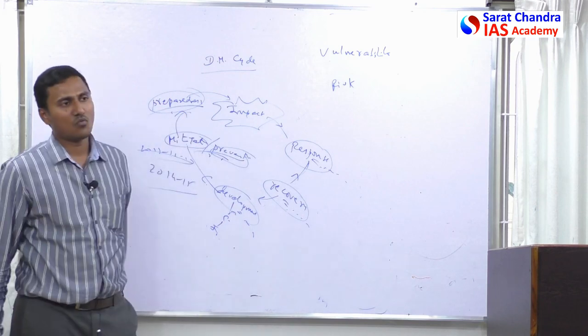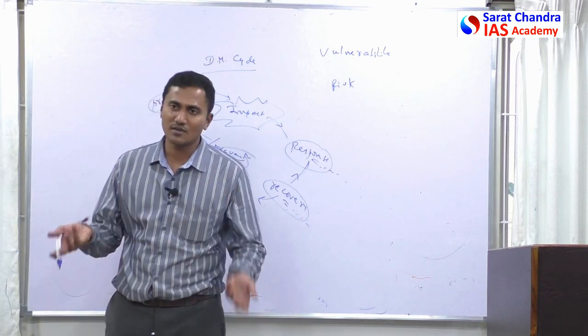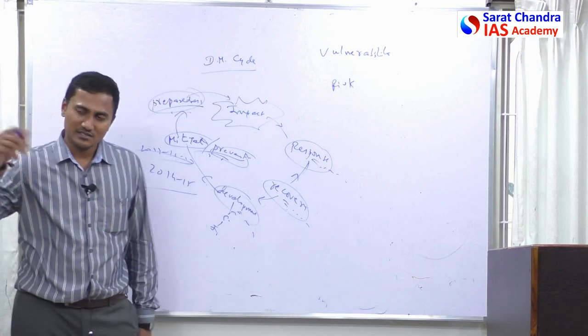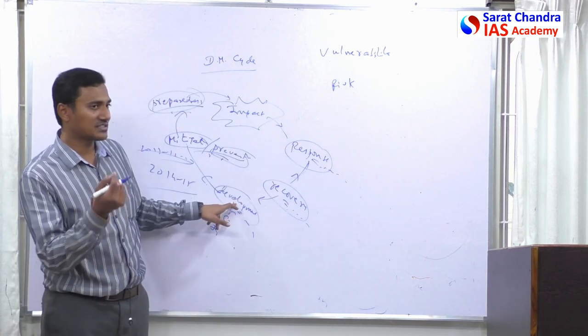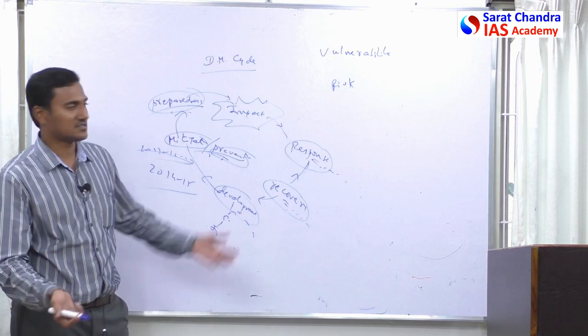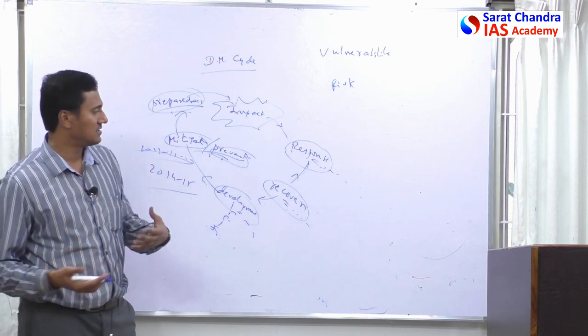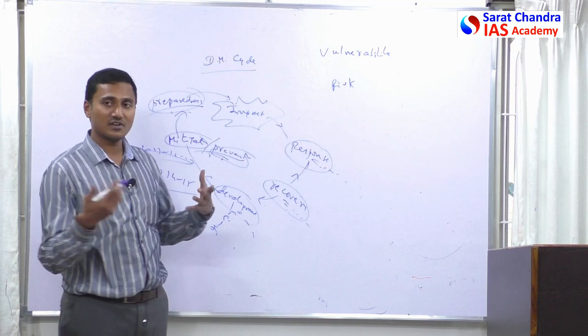Whatever question on disaster, you draw the disaster cycle. But in the cycle, you mention the specific things for that disaster. Every disaster has the same cycle only, but response is different. Recovery is different. Preparedness is different for each disaster. Okay.